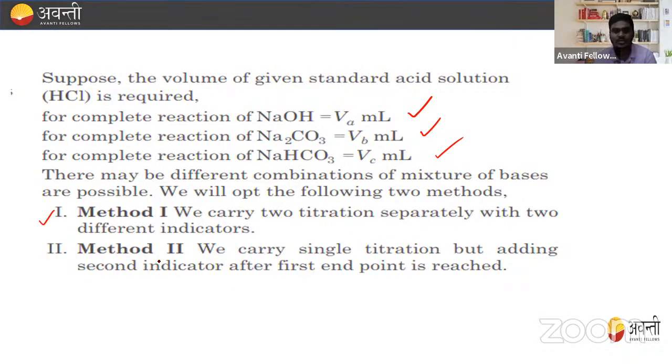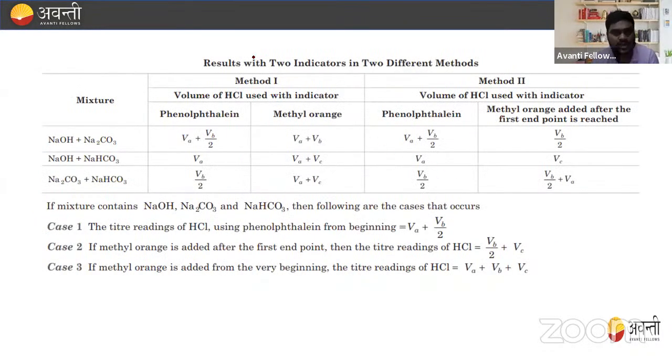The first method is that we carry out two titrations separately with two different indicators. In the second method, we carry out a single titration, but add the second indicator after the first endpoint is reached. So we use either of these two methods, method 1 or method 2. In method 1, we carry out two titrations separately with two different indicators. In method 2, we carry out a single titration, adding the second indicator after the first endpoint is reached. So let's see how the result comes out. The result with the two indicators in the two different methods: this is method number 1 and this is method number 2.